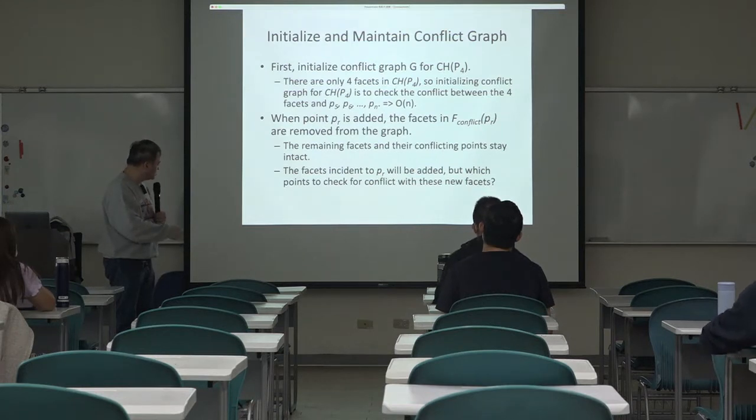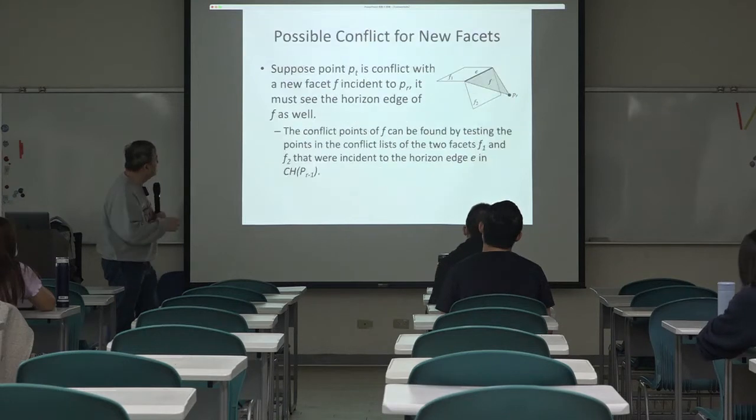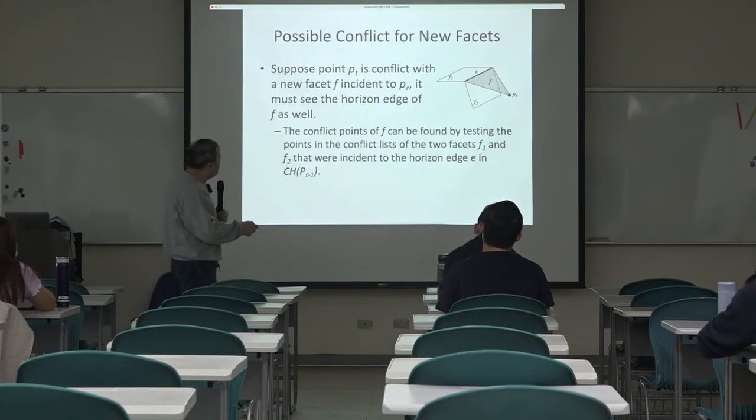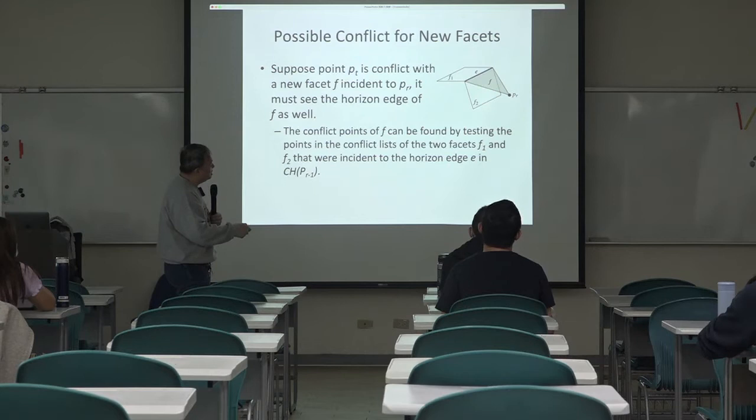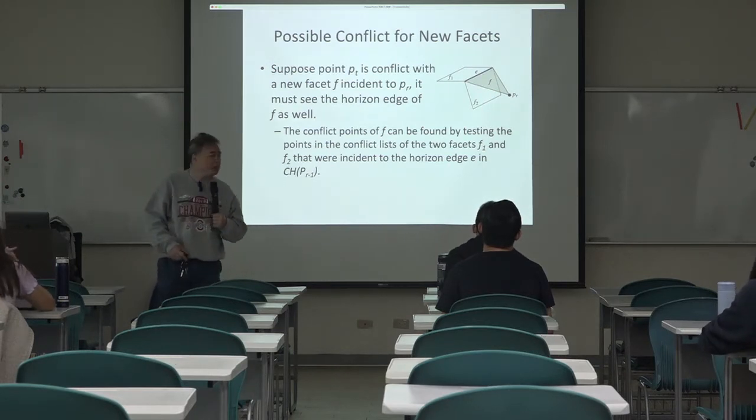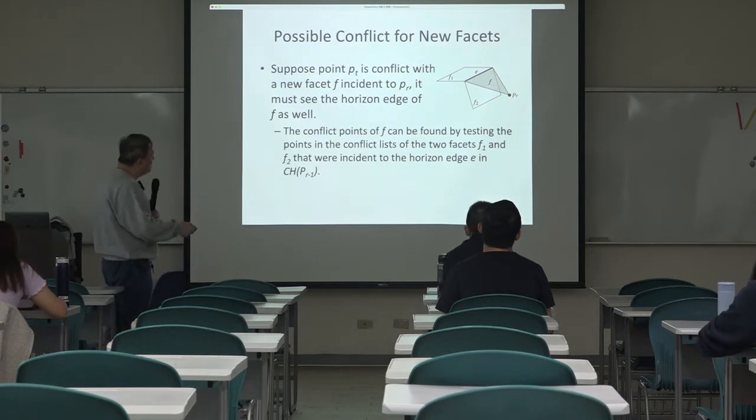So suppose we add a PR, and from this figure you can see F2 is visible to PR, right? So F2 will be removed. It has to be removed. So we will create a new face. We call that face F, which is marked in gray color.